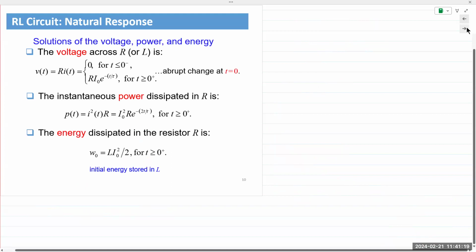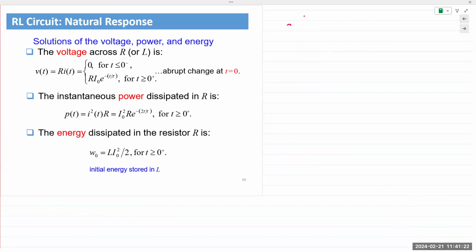The equations for the voltage, power, and energy have the same form. V equals IR, so V of t is simply I of t times R. We plug in the equation for I of t, and we obtain the voltage value at any given point in time. Similarly, power is V times I, or I squared times R. And so instantaneous power P of t is I squared of t times R.